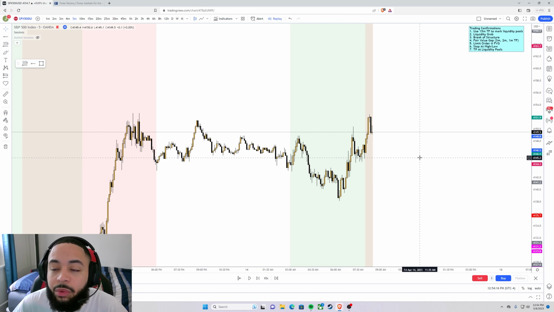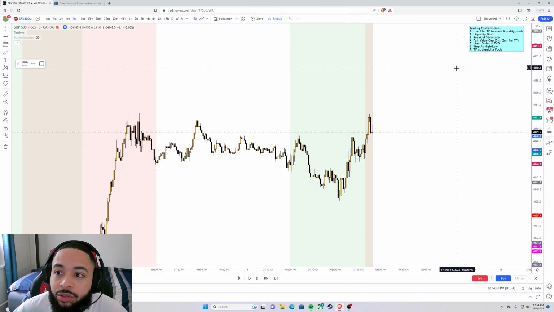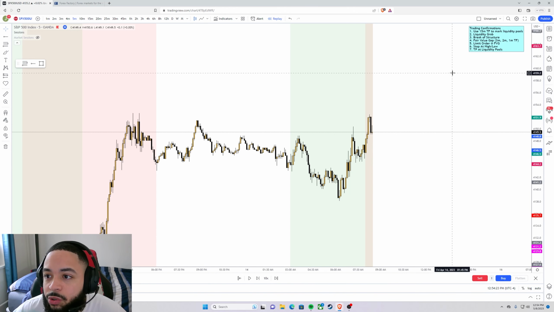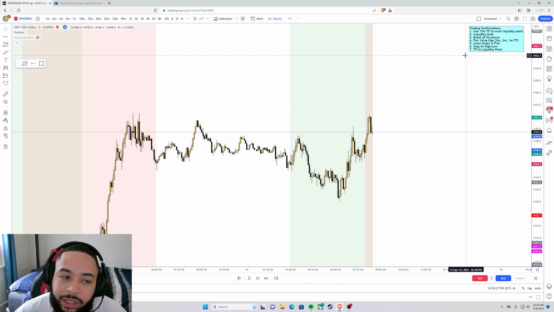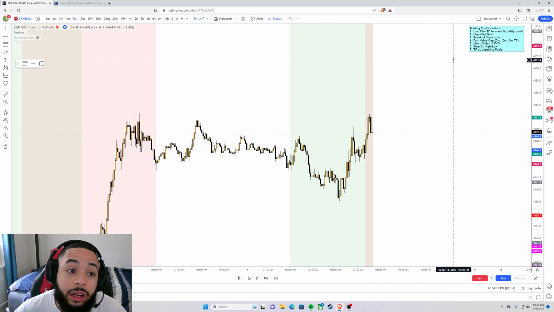But in this video, right, we'll go through the process of trading S&P. So at the top right, you see in the black rectangle my trading confirmations. I don't really pay too much attention to that because I pretty much have everything memorized like the back of my hand. But I still have it there as a reminder. So this should help you guys follow along with going through the process.